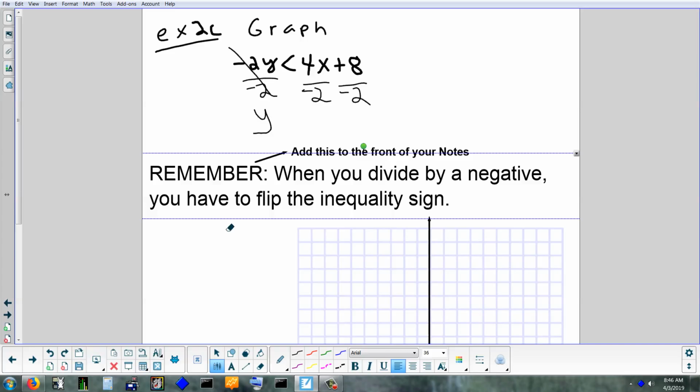What do I get? -2x. And then +8 divided by -2? -4. Good. Why did I leave a blank for the sign? Obviously I have to put it in, I need it.